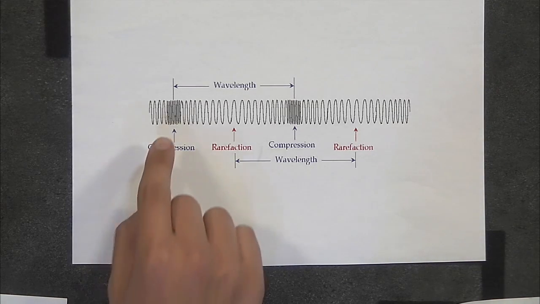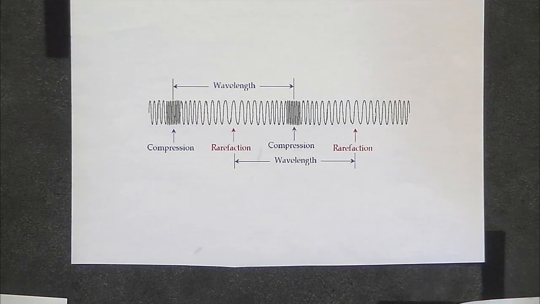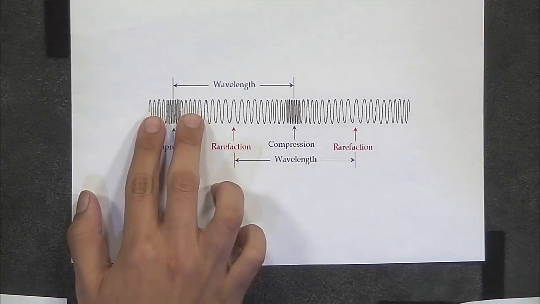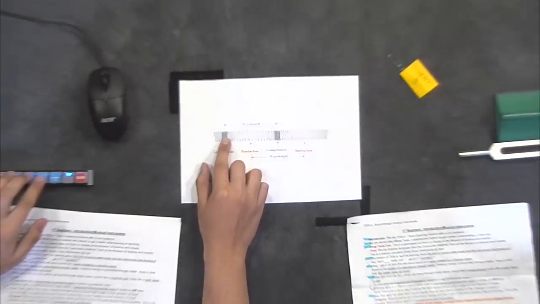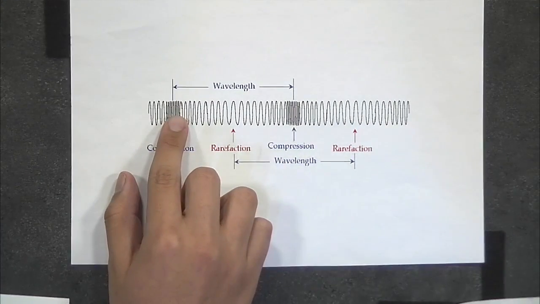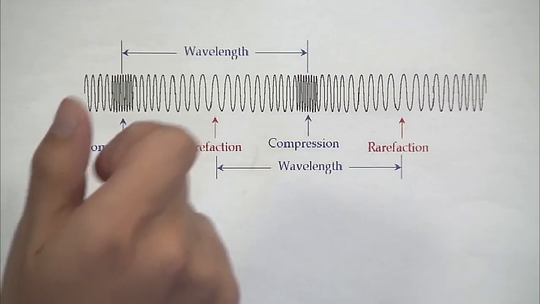Compressions, as we can see here, are regions that are squeezed together, like you're squeezing a slinky together. All the lines are jumbled up in these little parts right here. Let me zoom in so our viewers can see a little closer. And yes, that's a compression. Everything is jumbled up together.